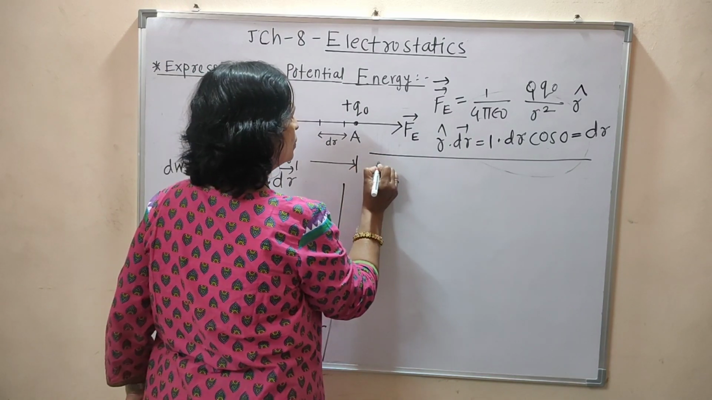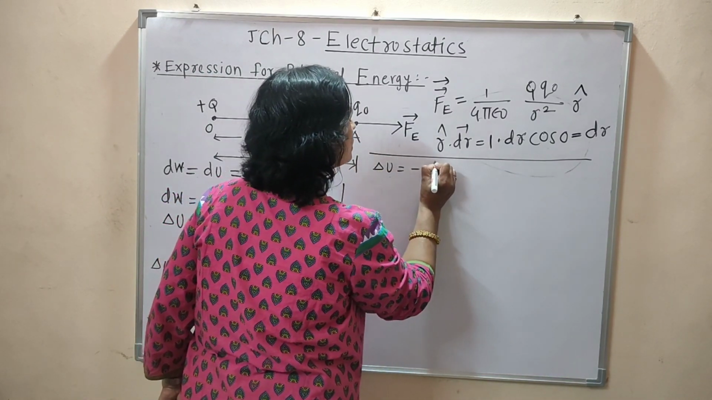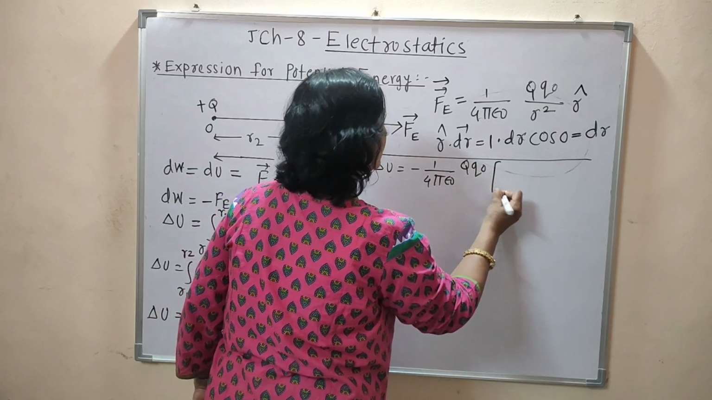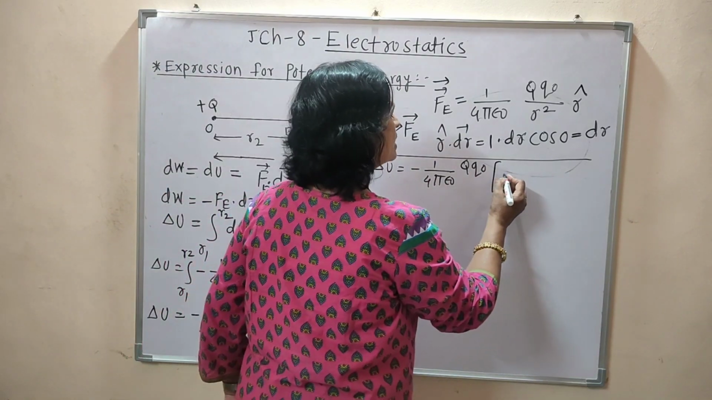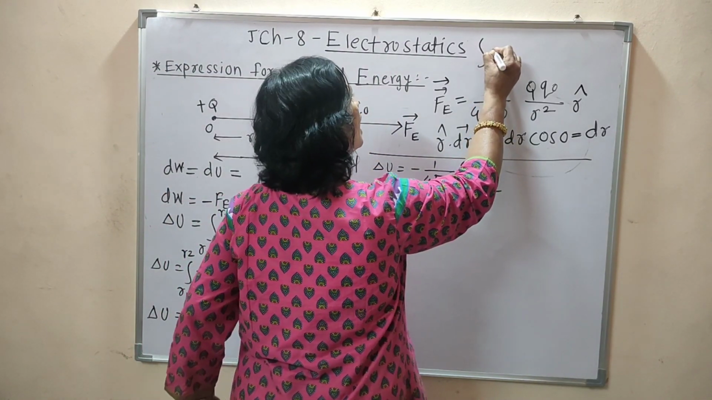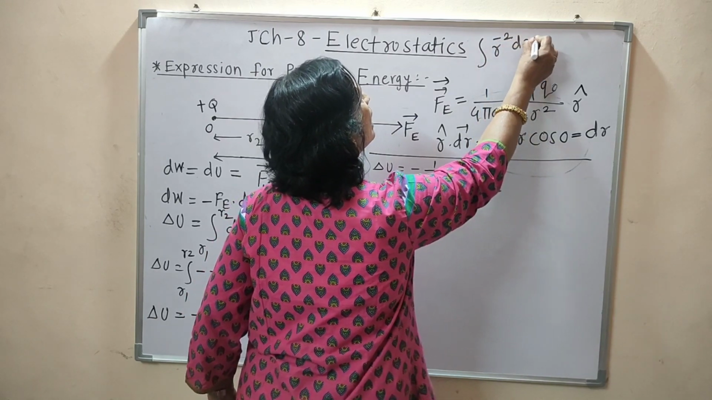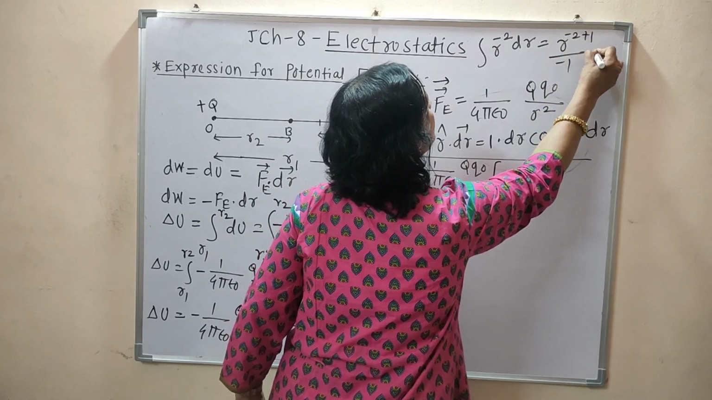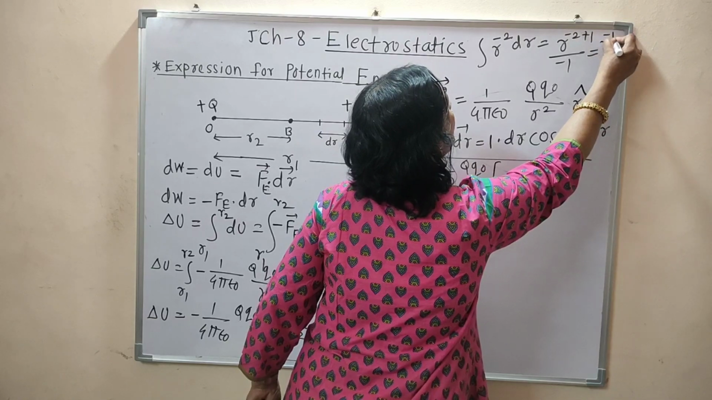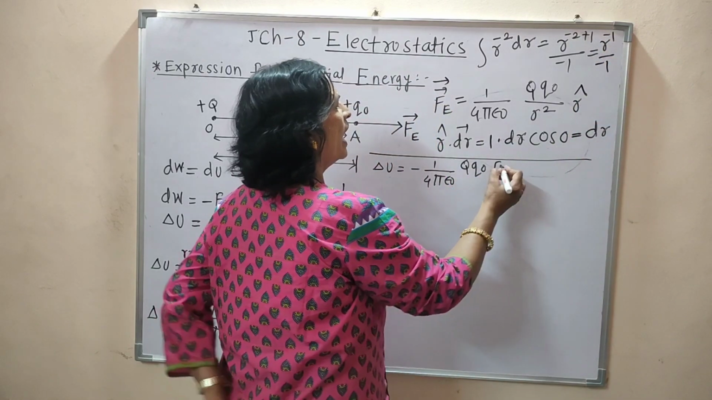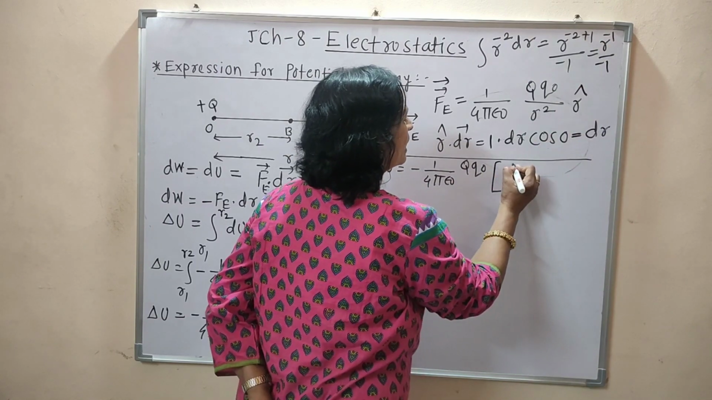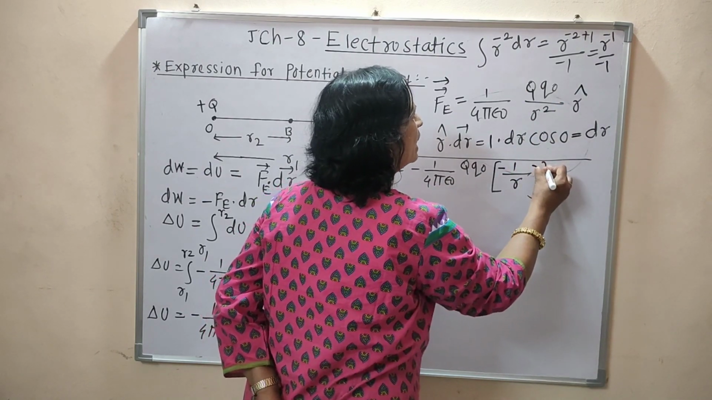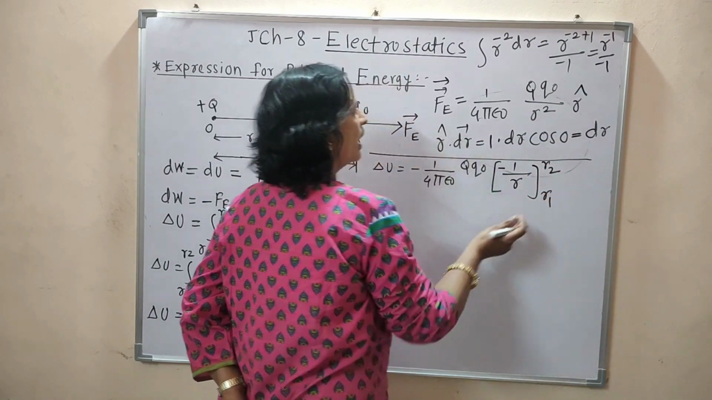Okay, this delta U is equal to minus 1 by 4 pi epsilon naught Q into Q0, and the integration of this 1 by R squared, that is nothing but the integration of R raised to minus 2 into dR, that is nothing but R raised to minus 2 plus 1 divided by minus 1, that is R raised to minus 1 divided by minus 1, and R raised to minus 1 is nothing but 1 by R, and this minus 1 stays as minus 1, and the limits of integration are R2 and R1.